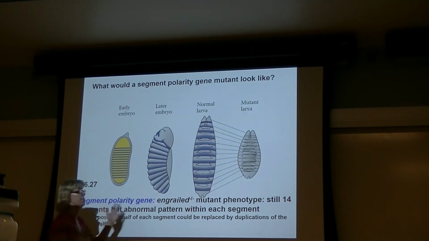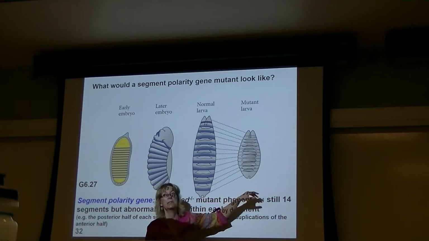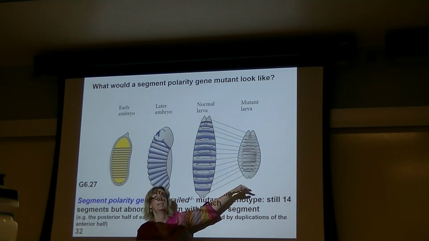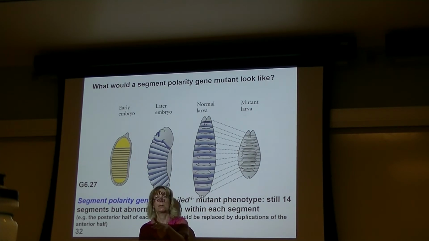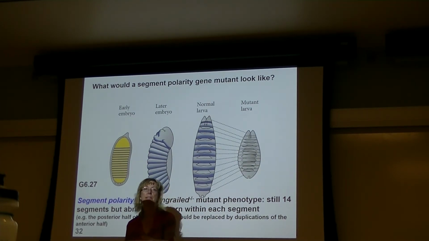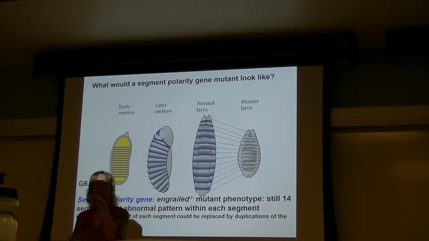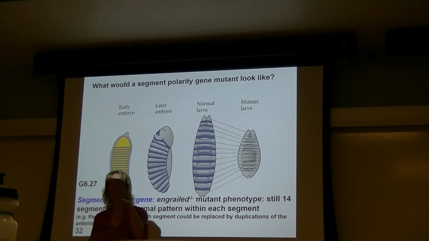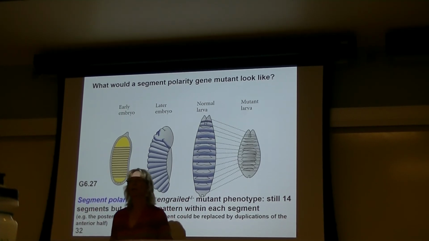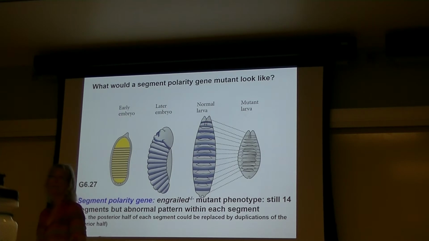And then, just like we've been talking about before in principle, when you mutate one of the segment polarity genes, you're going to get a smaller larvae on the anterior posterior axis, but the patterning of that larvae will be a different phenotype compared to a gap gene or a pair-rule gene mutation. This time we're missing a portion of every parasegment, aka a portion of every segment.